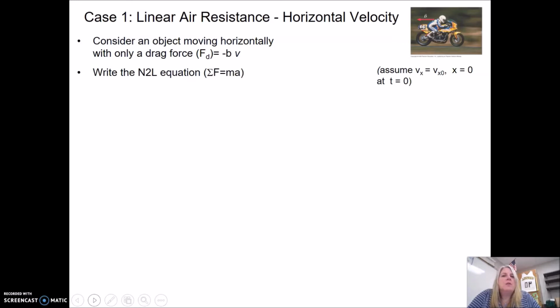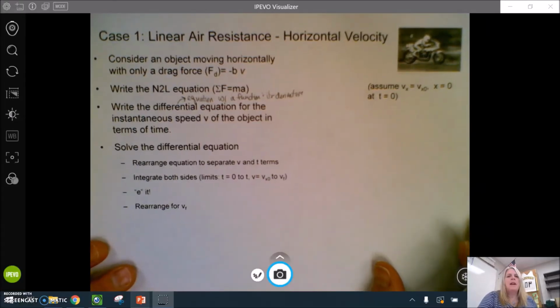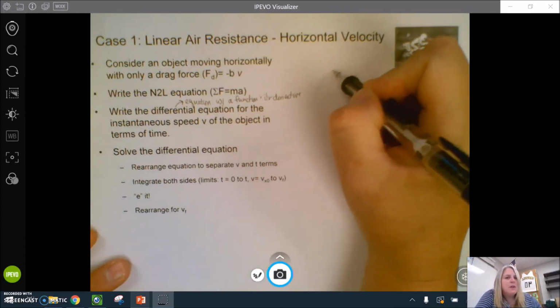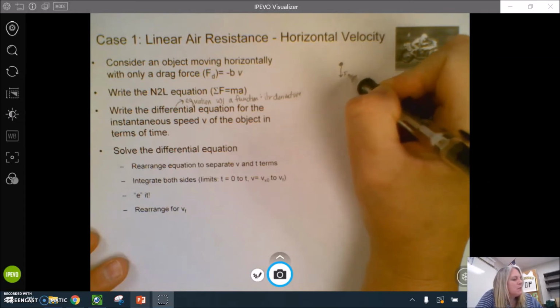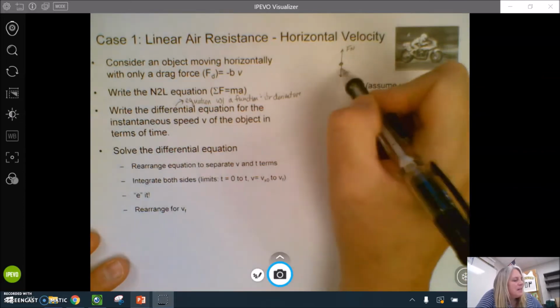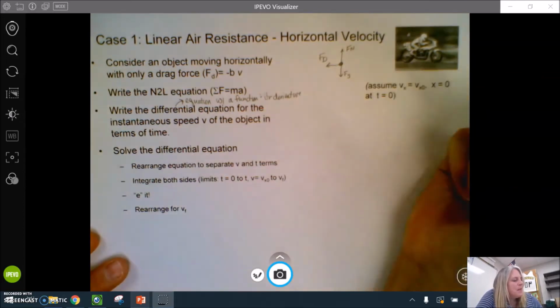So what we're going to do is write a Newton's second law equation, then write a differential equation that could be used to solve for the velocity of the object in terms of time. Then we're going to solve the differential equation. Okay, so the first thing we're going to do is always draw a free body diagram. So up here, I'm going to draw the free body diagram of my motorcyclist. He has a weight, and of course he has the normal force. And then he has this force of drag that is opposing his motion.